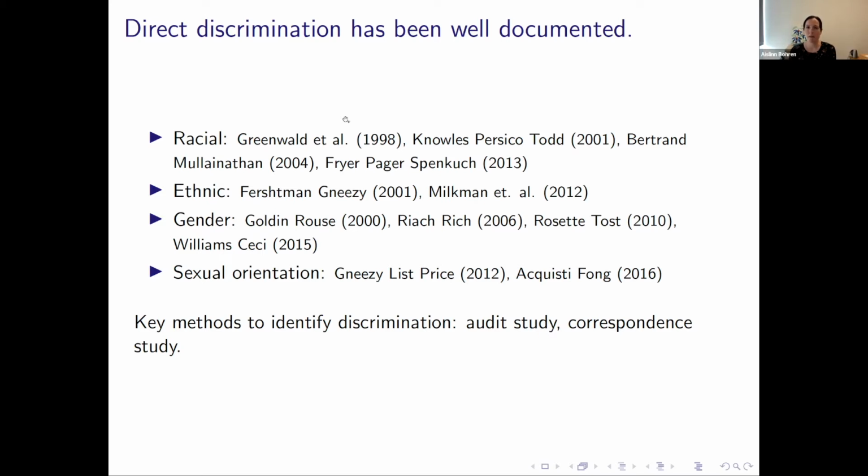Whereas a correspondence study is often something where you generate, the classic one is the Bertrand-Mullainathan 2004 paper, where they generated resumes that were identical aside from the names, which were made to either have African-American or white sounding names. And then they looked at the differential callback rates for these resumes that were essentially randomly assigned to perceived race, and that differential callback rate was their measure of discrimination. So these are the key identification methods when we're looking at discrimination as a causal concept.